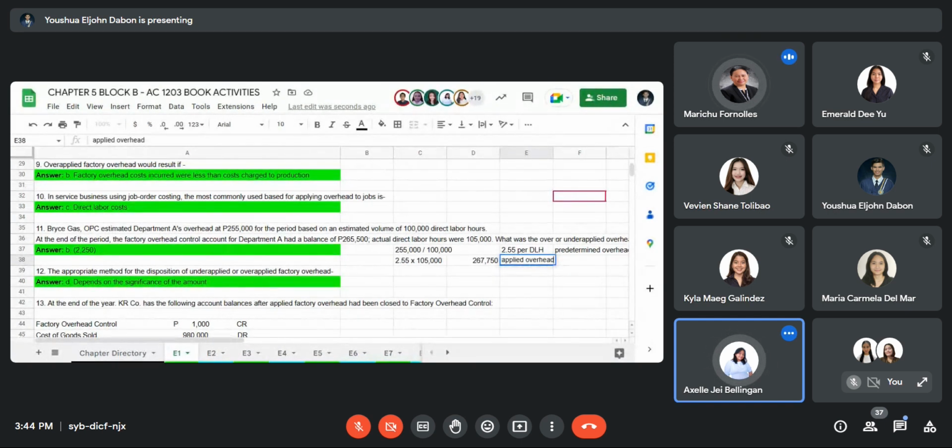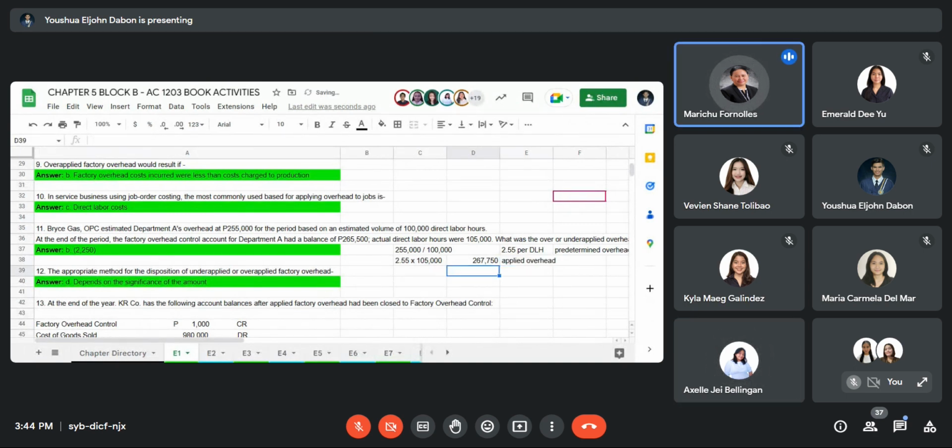Applied overhead. Multiply the actual DLRs worked, DLRs used by the predetermined overhead rate. So what are you computing? The applied overhead, okay, miss. That's the applied overhead. It's not the actual overhead. How much is the actual overhead?